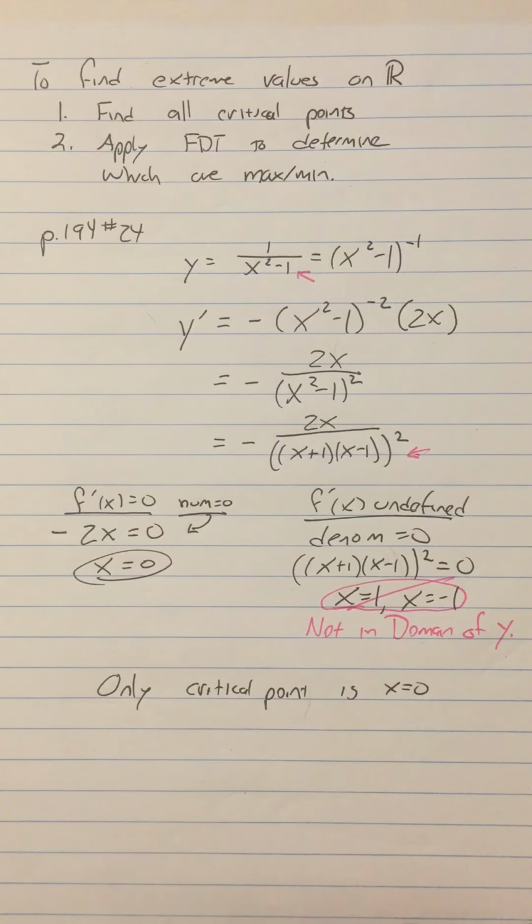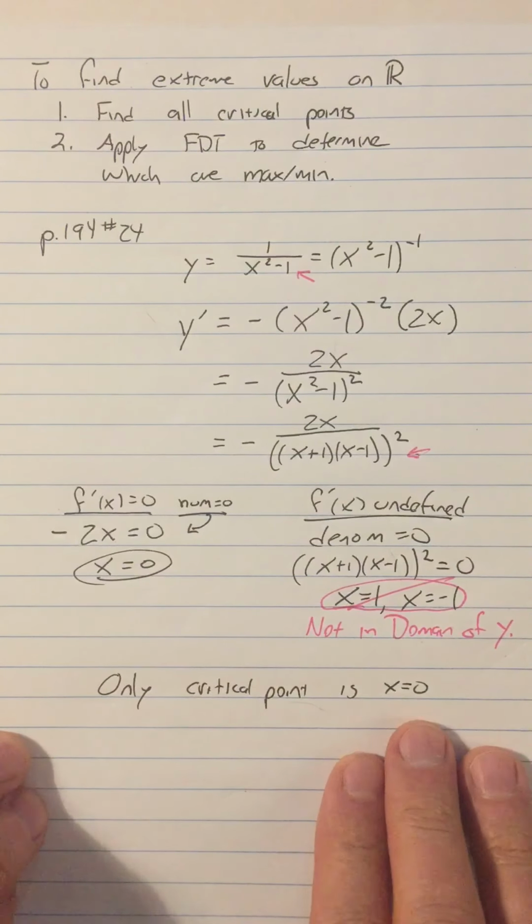All right, so what are we going to do with this critical point at x equals 0? We don't know if it's a max or a min, but we do know that if there is a max or a min, it has to be there. All we have to do is look at that point and see if we can decide if f prime is changing positive to negative or negative to positive.